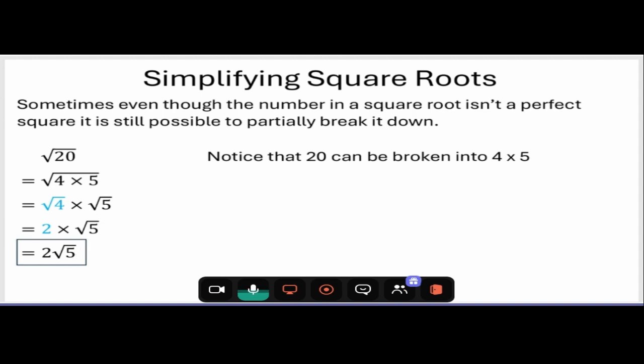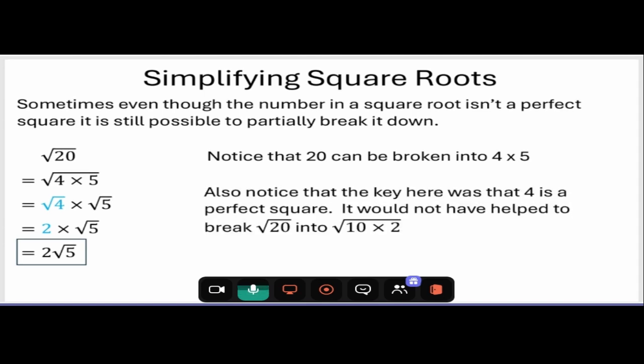Now, why did that work? That worked because 20 happened to divide evenly by one of our perfect squares, 4. If that hadn't happened, then we wouldn't have been able to do this. Also notice that if we had broken 20 into 10 times 2, that wouldn't have helped at all either, because root 10 isn't a perfect square, and 2 isn't a perfect square. So you're not just picking any two numbers to break 20 into. You are very specifically looking for perfect squares.